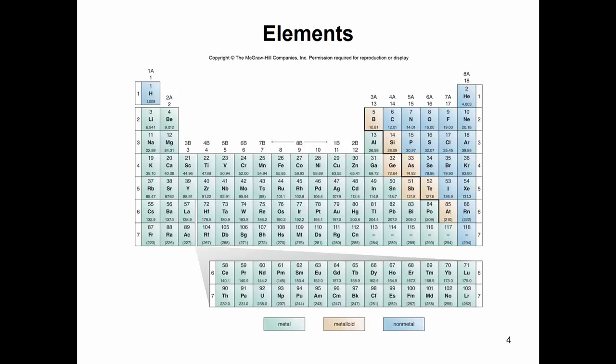Right, so that was just a general idea of our elements, where they are, which ones are metals and non-metals, and just a review on what a compound is.